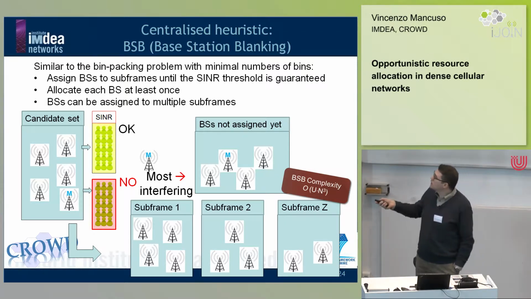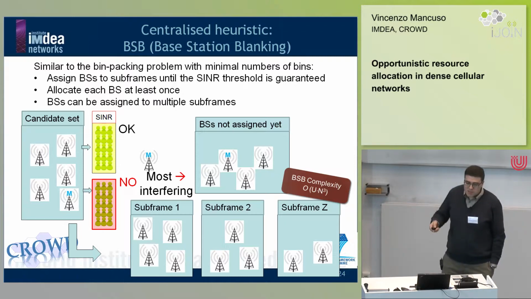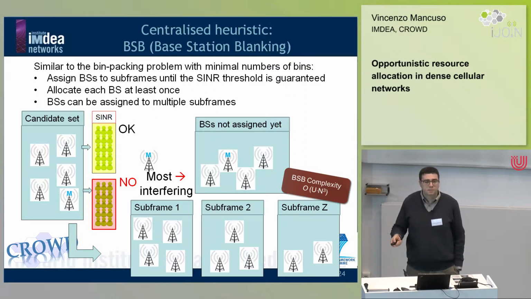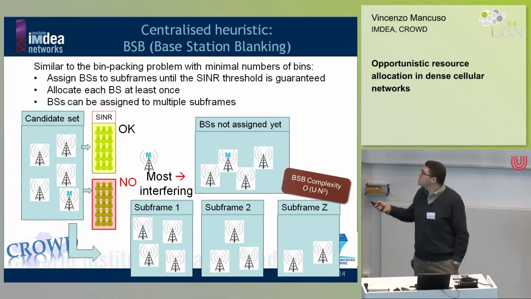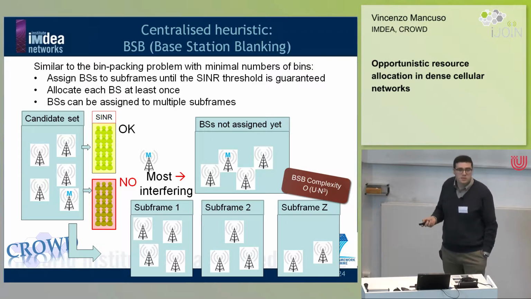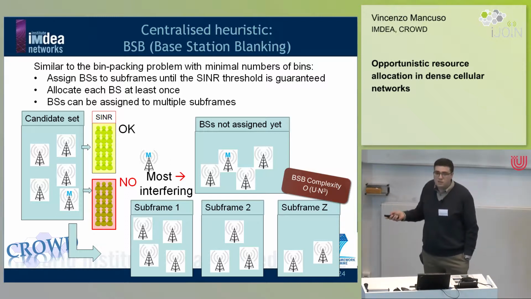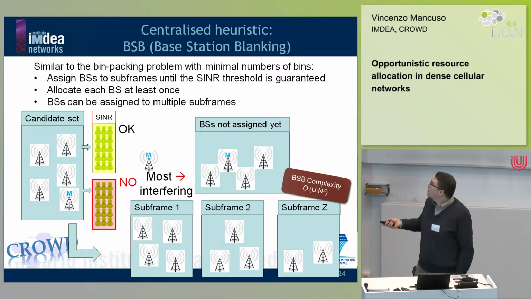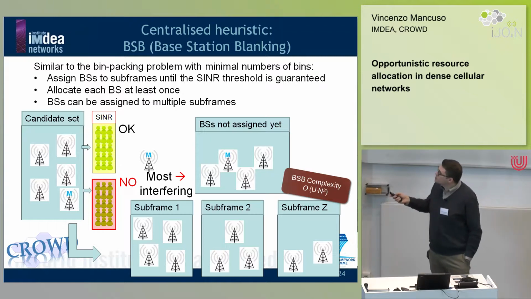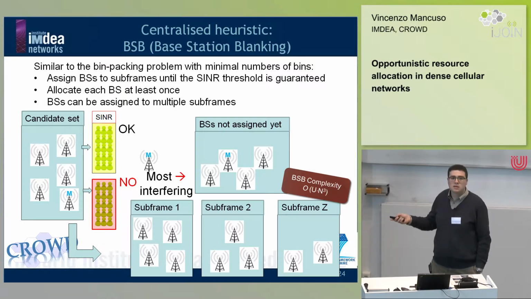We have a list of candidate sets of base stations that could transmit in a time interval of 1 millisecond. We check whether these base stations transmitting together generate a signal-to-noise ratio above or below a threshold for the worst user in the set of users of these base stations. If it is okay, we can schedule all these base stations together. Otherwise, we select the base station responsible for the largest interference to the other users, and we remove it from the set of potentially schedulable base stations that could be allowed to transmit.